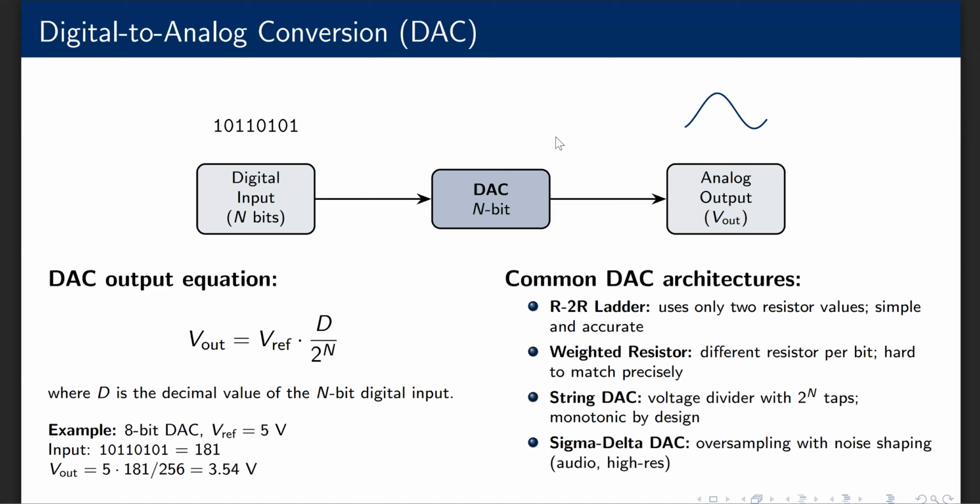There are several DAC architectures. The R-2R ladder is elegant. It uses only 2 resistor values regardless of resolution and is easy to match precisely. Weighted resistor DACs use a different resistor per bit, which becomes hard to match for high resolutions. String DACs use a long chain of matched resistors and tap off at different points. They're guaranteed monotonic, meaning the output always increases as input increases, which is important for control applications. And sigma delta DACs are the mirror image of sigma delta ADCs.